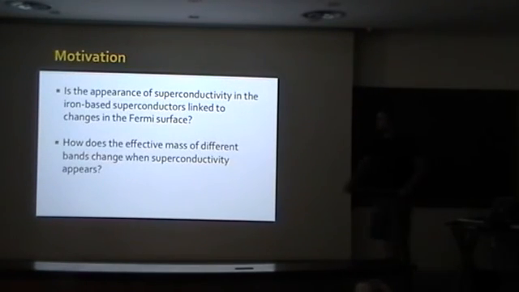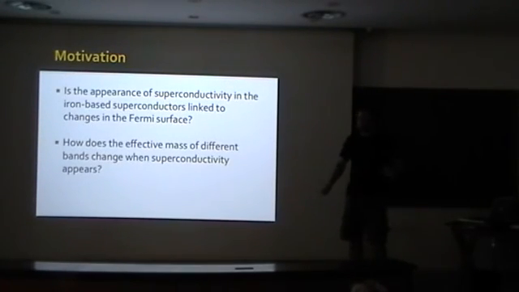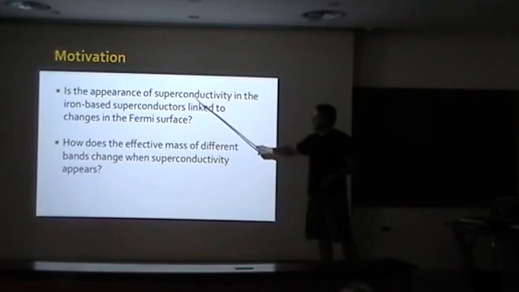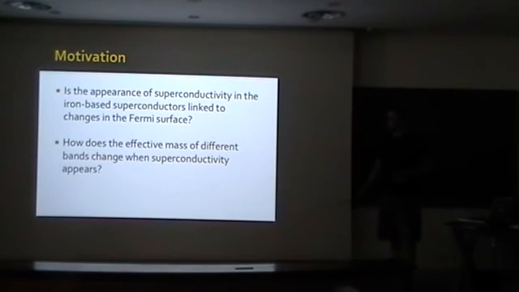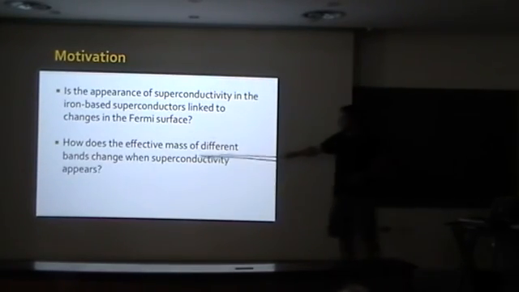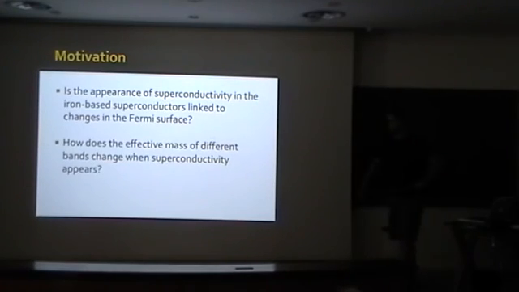So what is our motivation to actually study this material? We would like to understand, is there a link between the appearance of superconductivity in the pnictides and a certain change in the Fermi surface, appearance of pockets, change of pocket warping, things like that. And how does the effective mass of different bands actually change when superconductivity appears?